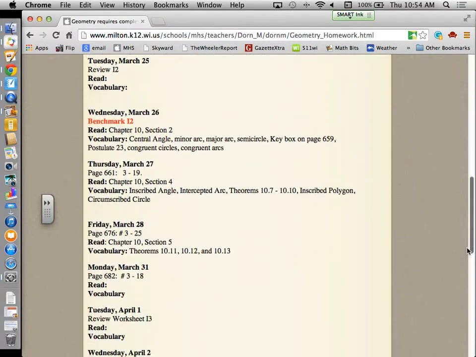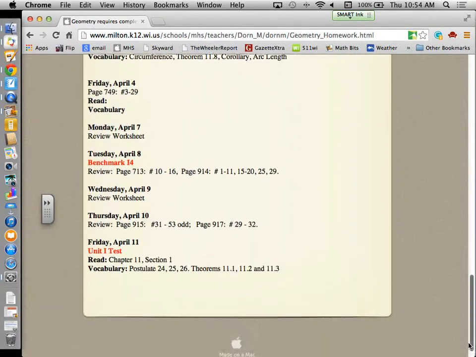Again, it's more review problems because the more review, the better chance we're going to have. Page 915, 31 through 53 odd, and page 917, 29 through 32. For these odd ones, the answer should be in the book, so you should be able to check that. These are part of the chapter reviews at the back of our book.